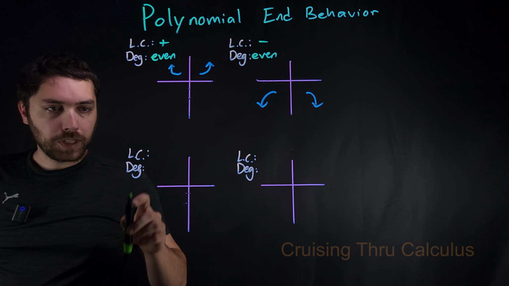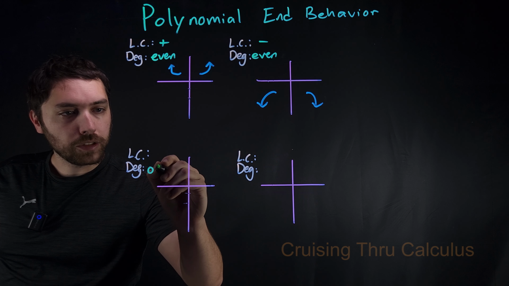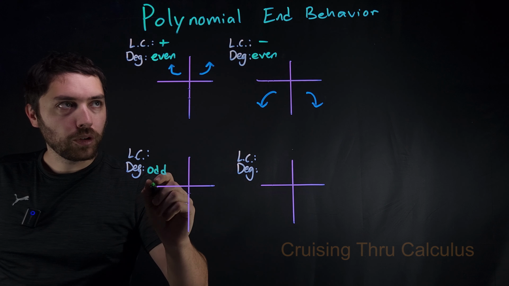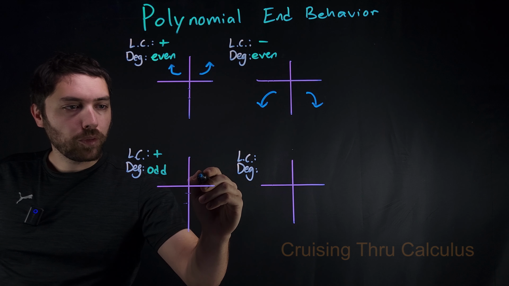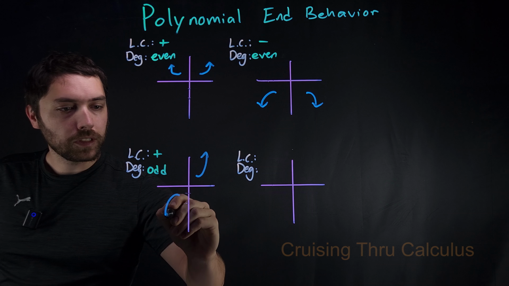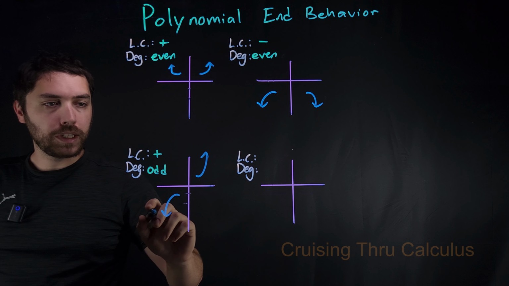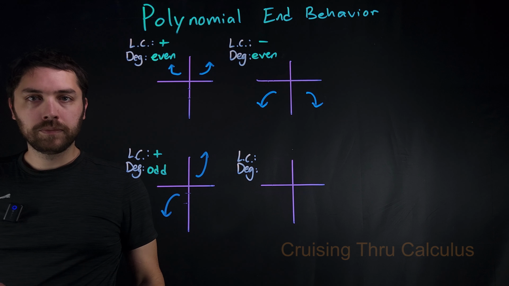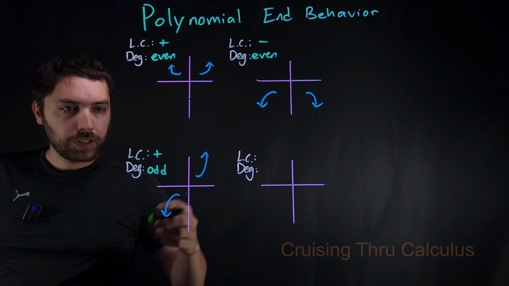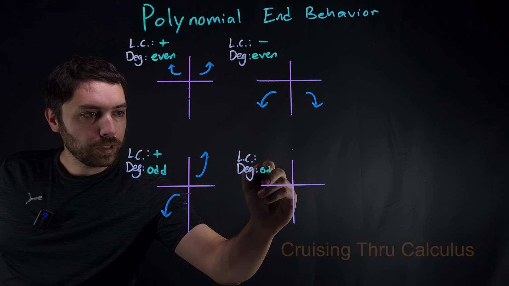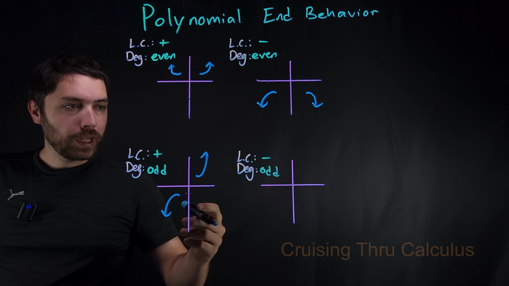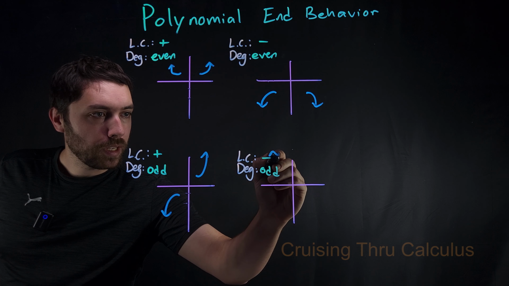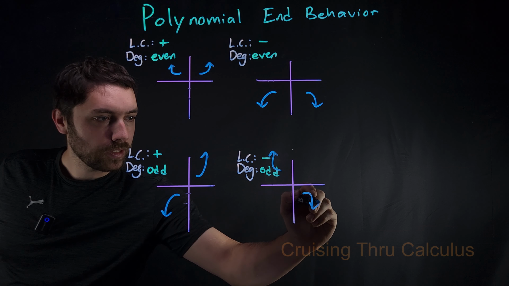The third outcome is if your degree is an odd degree, and your leading coefficient is, say, positive. That means that the ends of your graph will be pointing in opposite directions, like this, one up and one down. The last outcome is if your degree is odd, but your leading coefficient is negative. The arrows are still going to be pointing up and down, but this time they're going to be doing the opposite, like this.